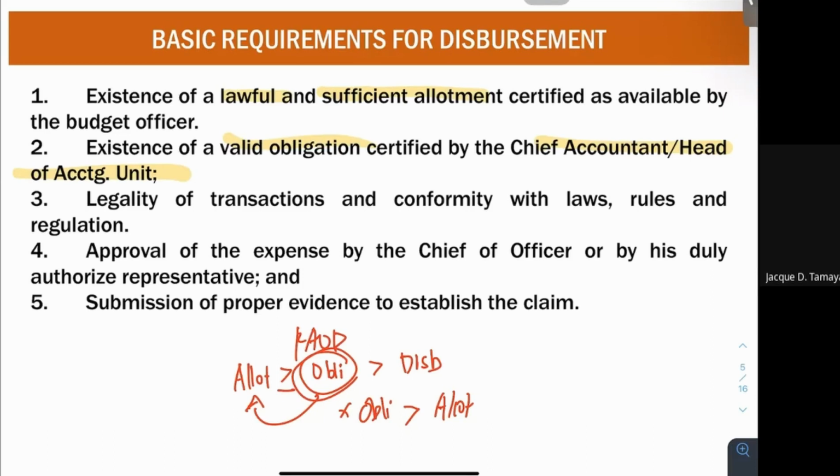Third, legality of transactions and conformity with laws, rules, and regulations. Generally, under government accounting or in accounting for disbursements, before we enter into an obligation, the entity must first go into a bidding process, and the government will only procure the lowest amount of your bid. So that is one of the legality requirements. And aside from that, it must be properly supported by your documents and all. Fourth, approval of the expense by the chief of office or by his duly authorized representative. So it will not end with that bidding process. There must be an approval about that incurrence of expense. And lastly, submission of proper evidence to establish the claim. Generally, these are your different official receipts, including the required disbursement voucher, and aside from that, any other required documents.